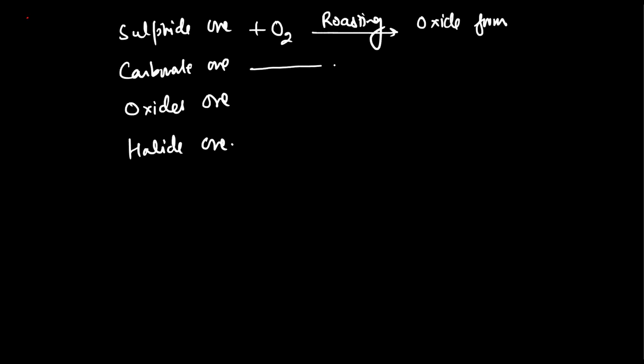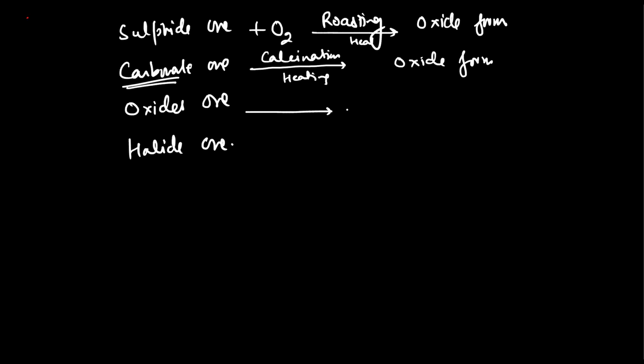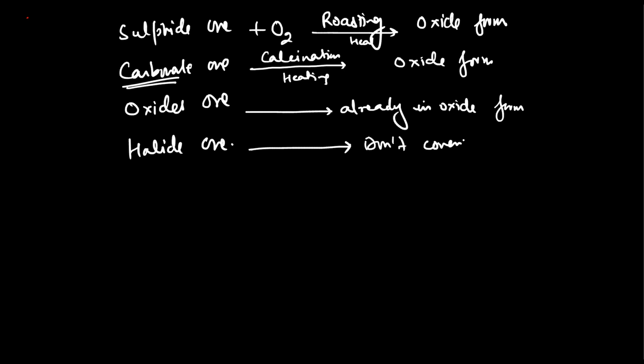Similarly, for carbonate ore, in the absence of air, we heat it, and that is calcination. Here also it is heating. These carbonate ores are converted into their oxide form. Oxide ores are already in oxide form, and halide ores we do not convert into oxide form. So these carbonate and sulfide ores were converted into their oxide form.